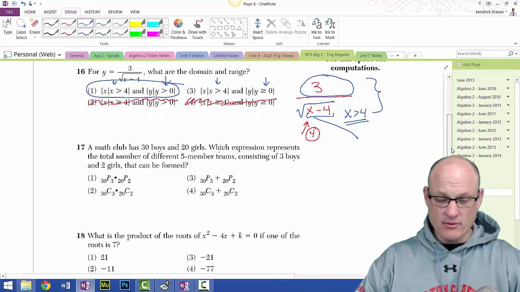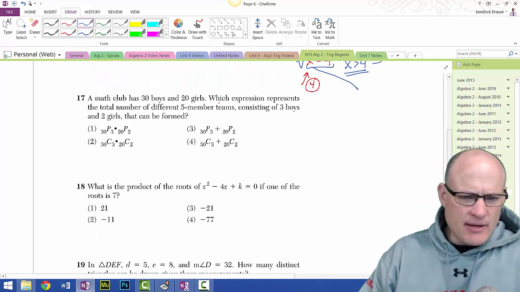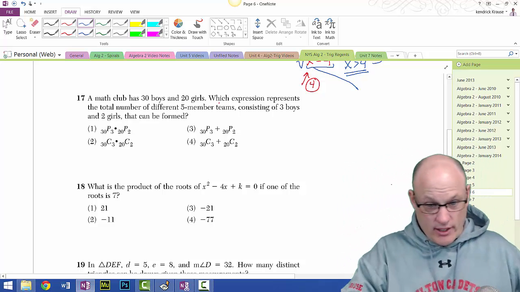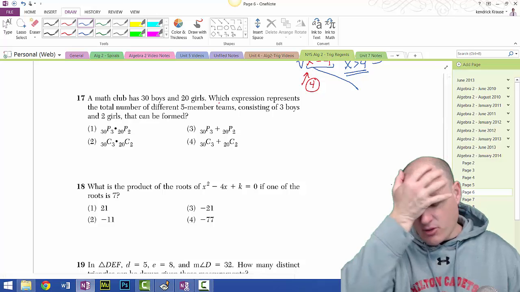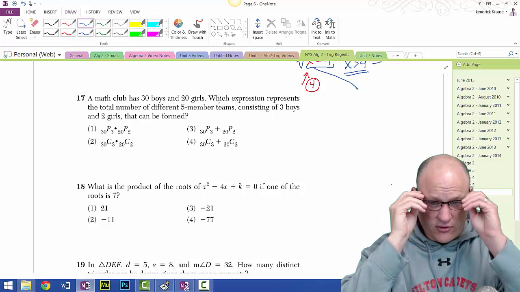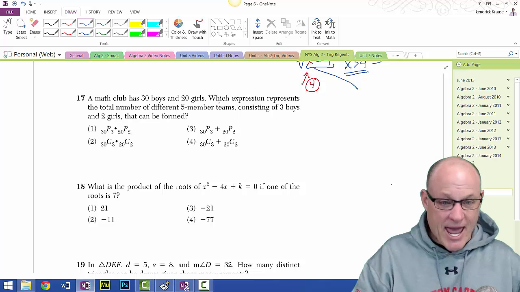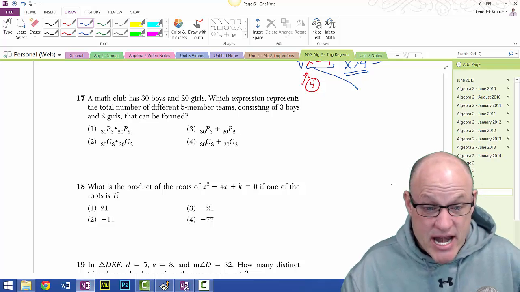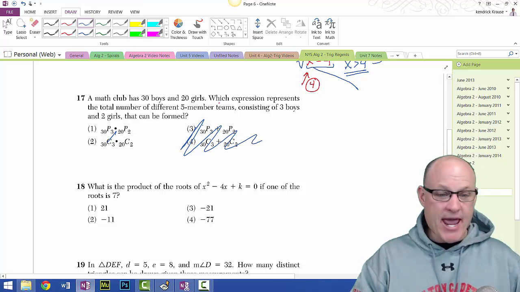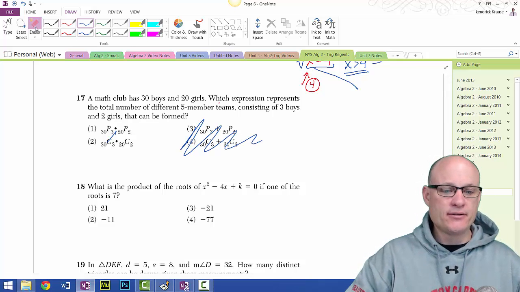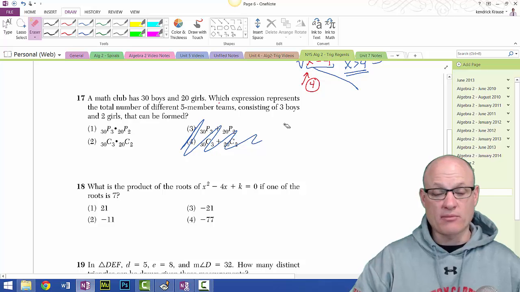Sorry, my eyes are bothering me right now. Math Club has 30 boys and 20 girls. Which expression represents the total number of 5-member teams consisting of 3 boys and, we'll just get rid of all this adding and subtracting, and, because and means multiplying when we're talking about probability, 2 girls.